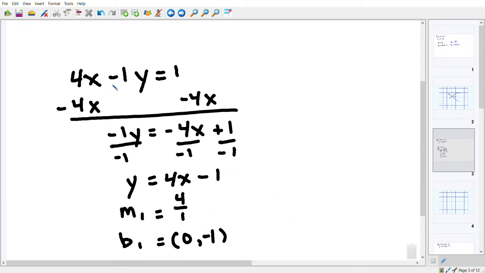Now, before I go to line 2, I'm going to actually ask you to pause and graph line 1. So on your worksheet, make sure you're on number 7. Go ahead and graph line 1. Now remember, when we label it, we're going to write down the original problem next to the arrows.